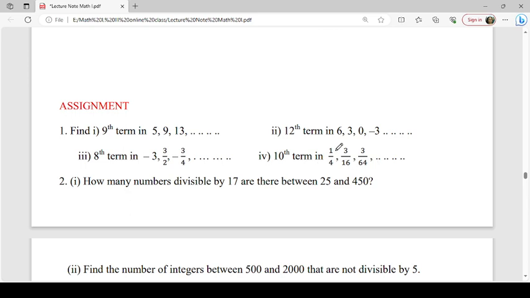10 term in this. I think it should be 3, then only we will have it. So it is 3, then only we will have GP. So 3 by 4 into 1 by 4, 3 by 16 into 1 by 4, then 3 by 64 into 1 by 4, like this. So A is 3 by 4 and R is 1 by 4.